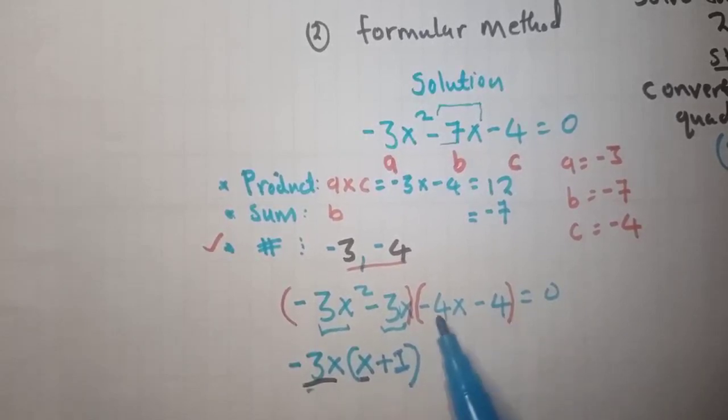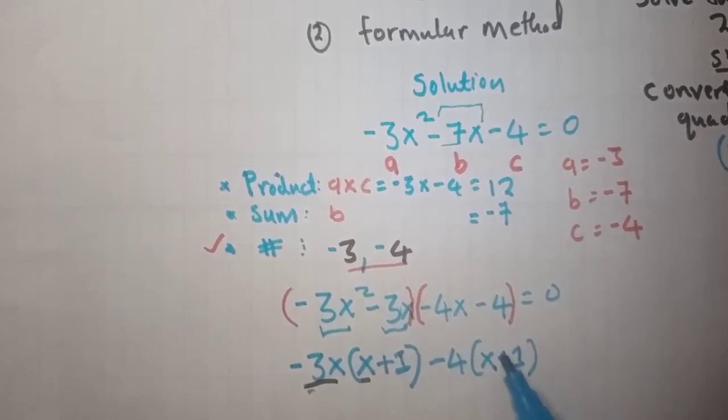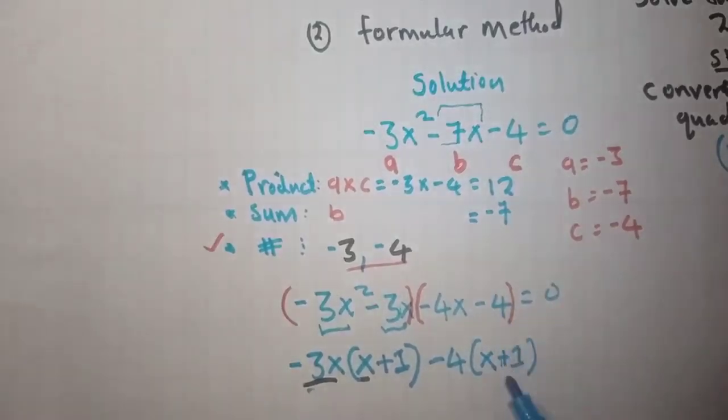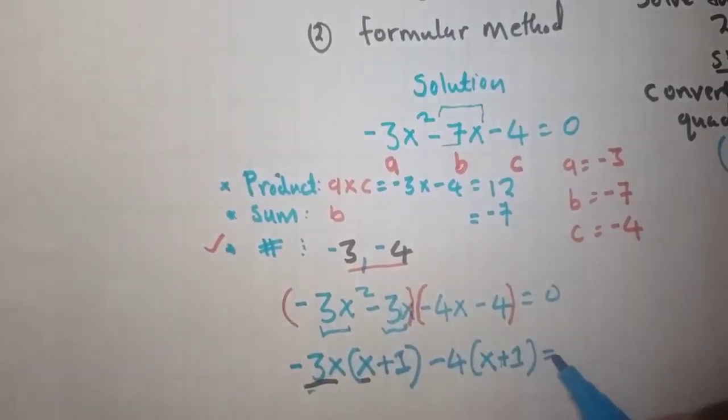About this side, what is common? What is common here is negative 4. So this side we've removed negative 4, you remain with x. You remove negative 4, so you remain with 1. I'll say plus 1 again. Why am I putting plus here? Because when I multiply negative 4 times positive 1, I should get negative 4. If I put minus here, it will be wrong. Okay, so it's equal to 0.